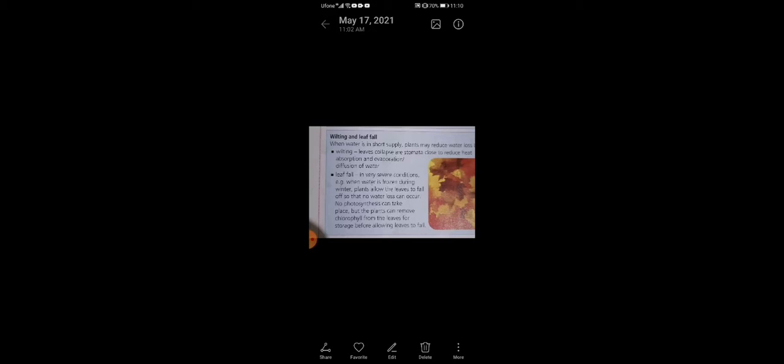the diffusion of water also stops. It means when the stomata close, the coming and going of everything stops. Clear? So wilting helps in closing the stomata, in turning the leaves. Clear girls? Then leaf fall occurs in very severe conditions, for example when water is frozen during winter.